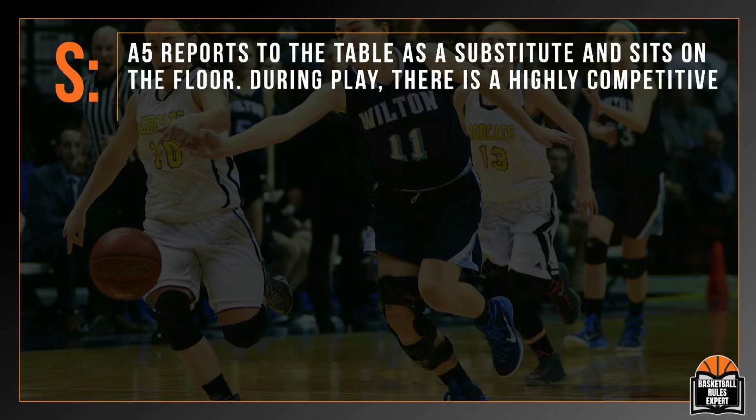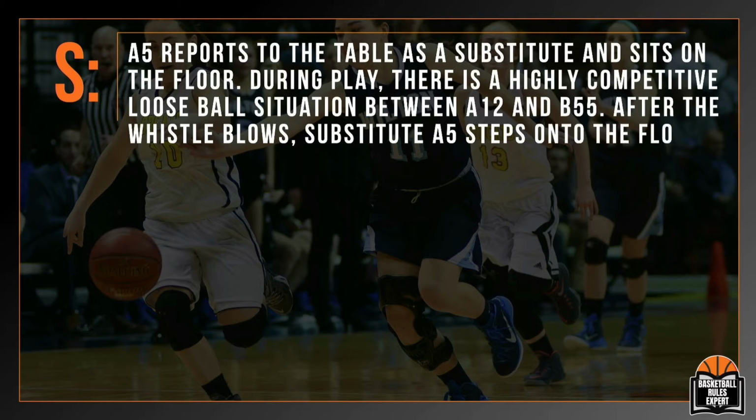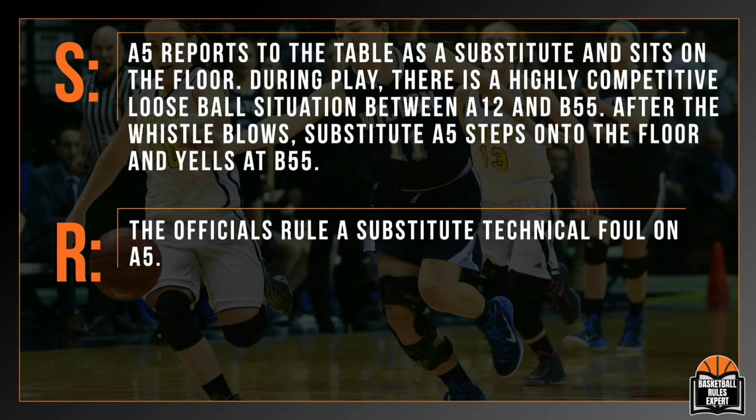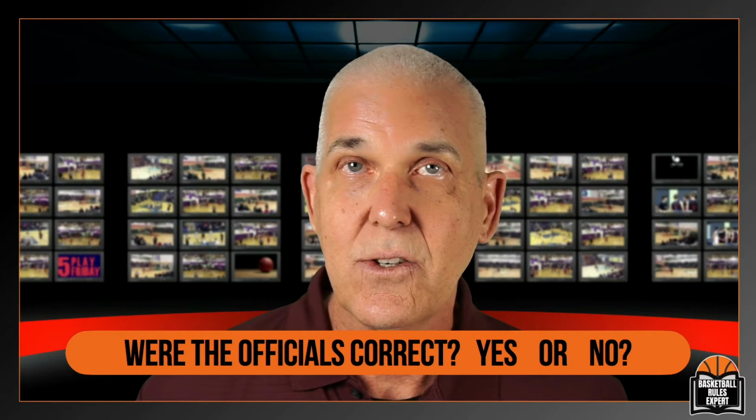A5 reports to the table as a substitute and sits on the floor. During play, there's a highly competitive loose ball situation between A12 and B55. After the whistle blows, substitute A5 steps onto the floor and yells at B55. The officials rule a substitute technical foul on A5. Were the officials correct? Yes or no?